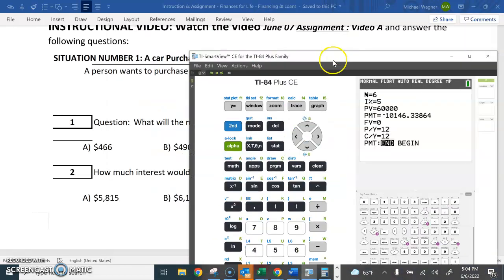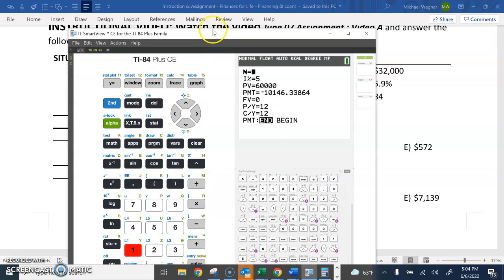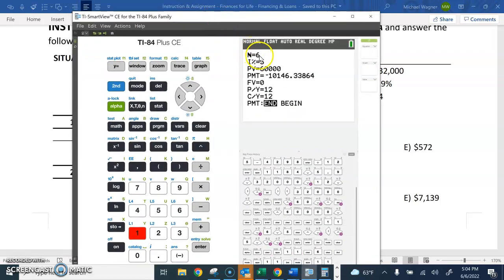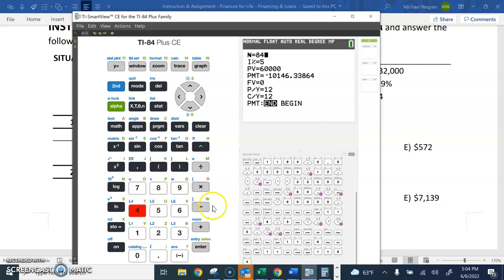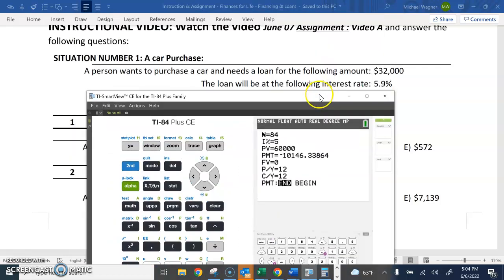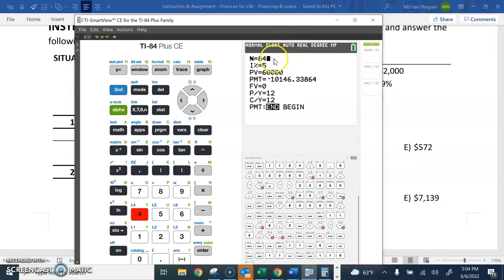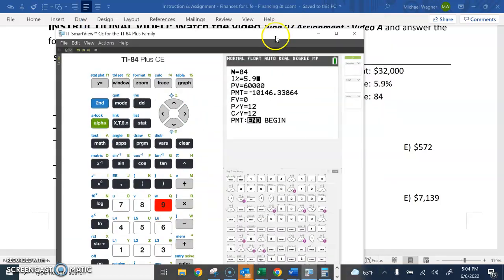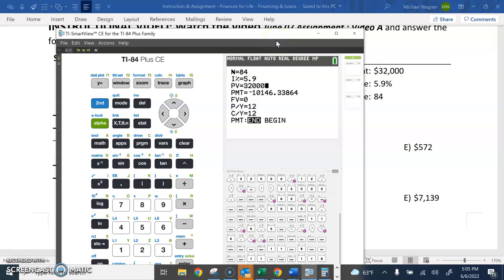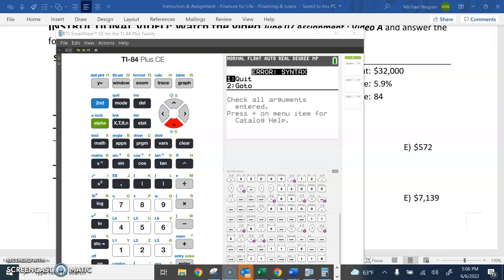So what were the numbers that I needed to get? It was for 84 months. So over what's blinking there for the number of months, I'm going to type in 84. Okay, good. The interest rate was 5.9%. So I'm going to use my arrow key down to get there and type in 5.9. Okay, the principal value is 32,000. So I can use my arrow key to get down here and type 32, 1, 2, 3.